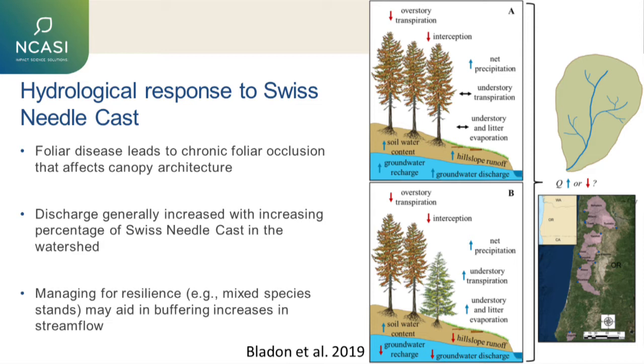And then they posed these two scenarios, top panel A and bottom panel B, in terms of what that expected hydrologic response might be, with the top panel showing you a monoculture Douglas fir complete with all of them affected by Swiss needle cast. That top panel primarily differs from the bottom panel in terms of the understory transpiration component and also the understory and litter evaporation component. So no change in panel A, which ultimately results in increased surface runoff. In panel B, when they have additional species present, while transpiration does decline, they also see an increase in understory transpiration, an increase in understory and litter evaporation, which ultimately can maybe reduce the hill slope runoff.